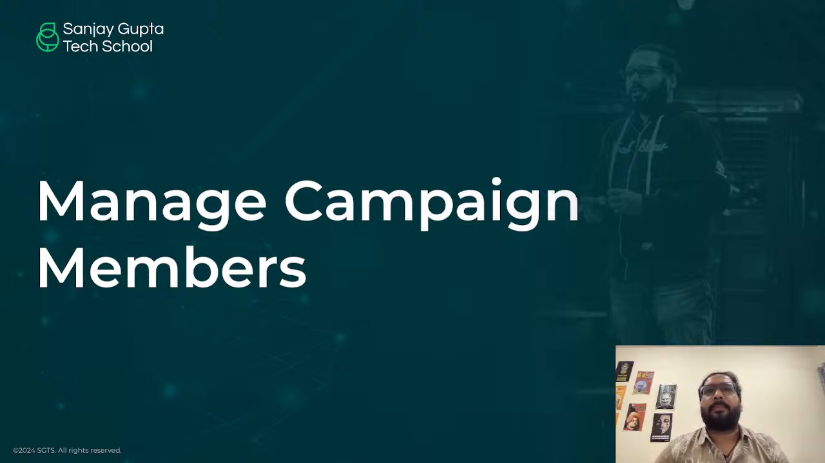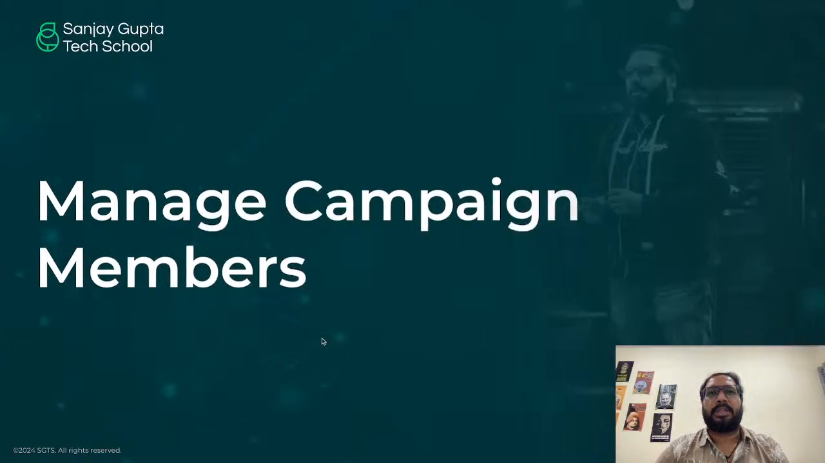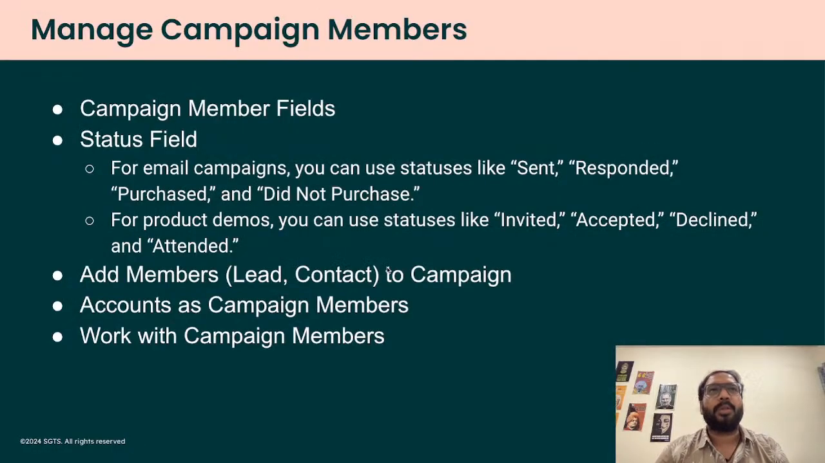Now we have campaign members, so we need to learn how we can manage campaign members. Right now these roll-ups are pending. We are not able to understand what the use of these roll-ups is. You will understand these with the help of campaign members. So if I go to the next slide, campaign member is a very powerful feature that is available with campaign, and campaign member is basically a junction object.